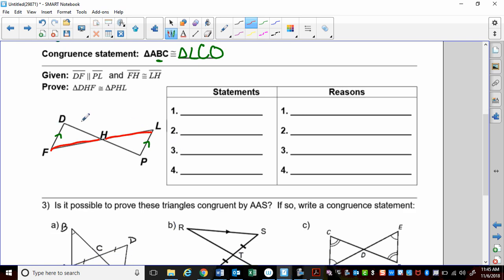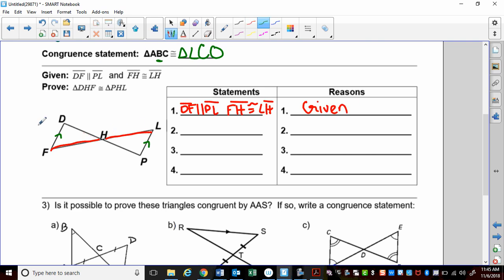From these parallel lines, I'm going to write it in here. DF is parallel to PL, and FH is congruent to LH. So I plugged them into my diagram. I'm going to write it in here. My reason is given, always. We start with what is given.